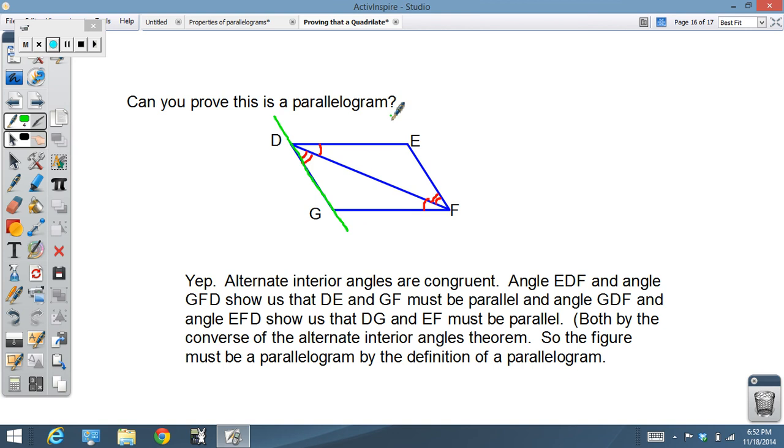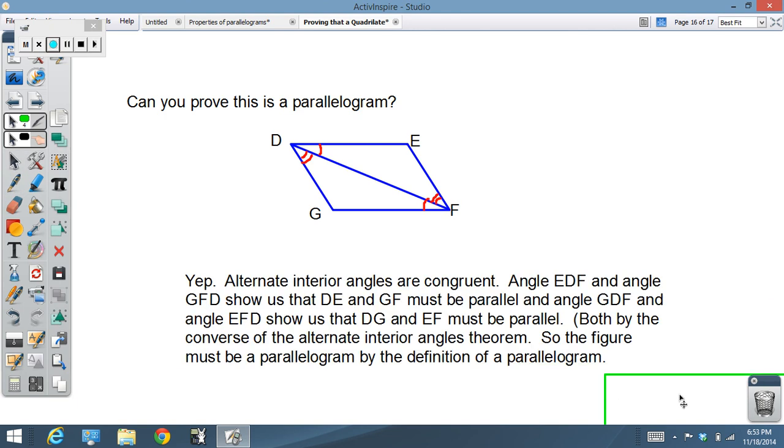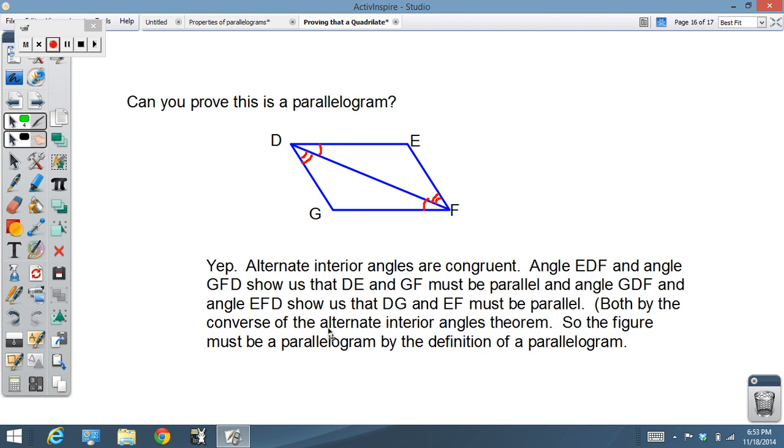Looking at these lines here, cut by this transversal, if this angle and this angle are congruent, then DG and EF must be parallel. And if both of those are true, if these are parallel and these are parallel, all right? So, by the definition of a parallelogram, we must have a parallelogram if both sets of opposite sides are congruent. And the alternate interior angles theorem tells us that both opposite pairs of sides are parallel.